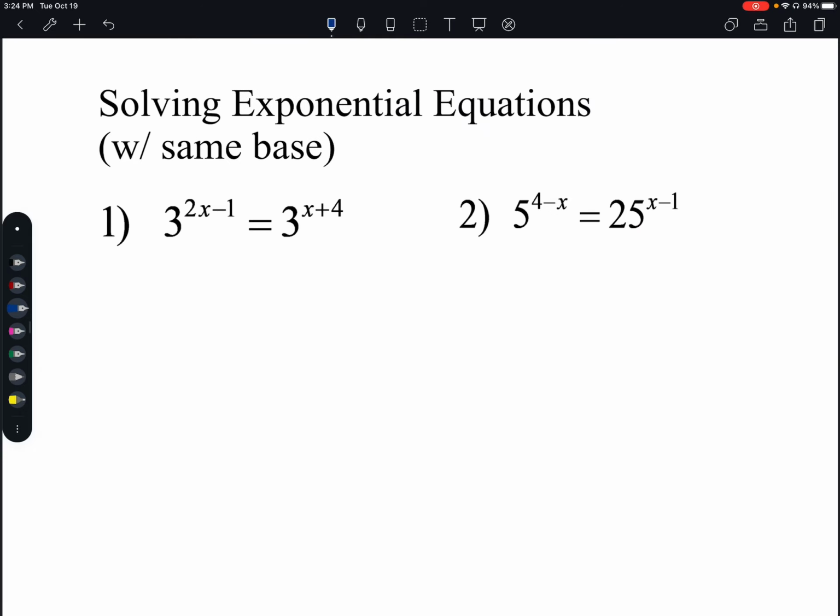All right, so last little bit here, we're just going to look at solving some exponential equations. Okay, looking at the same base. We've seen some of these in the homework in the last chapter. So we're just going to focus on some of the basics again.